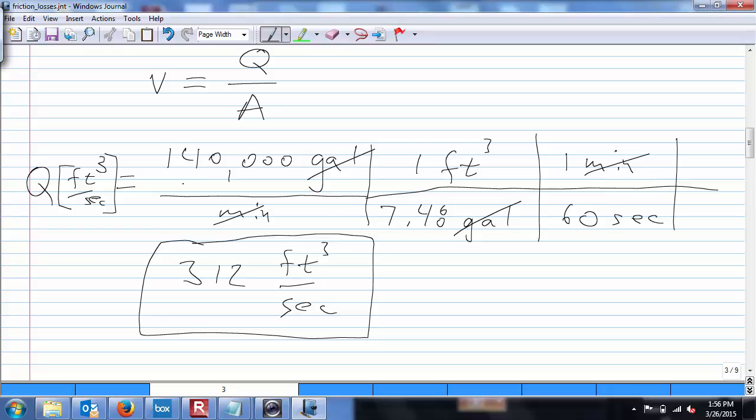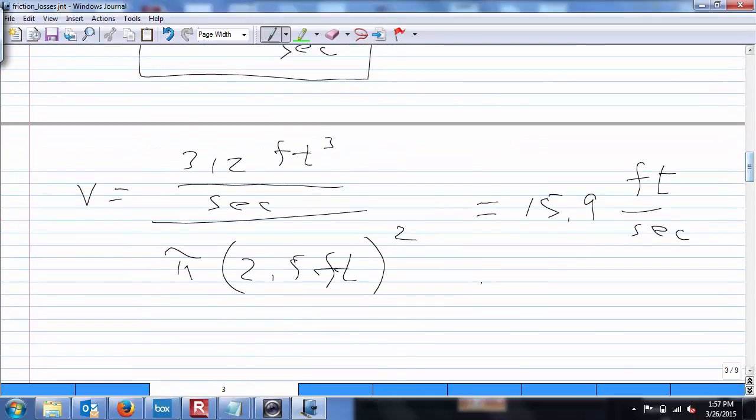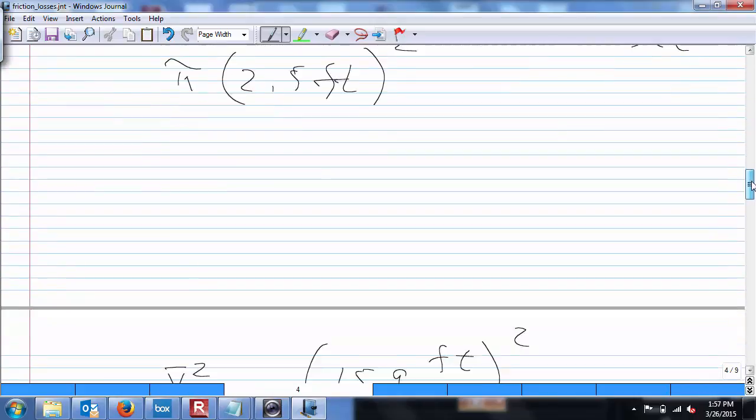Okay, so basically the same thing. We started out with 140,000 gallons per minute. We know that you just had 0.0068 gallons per cubic foot. Same difference, 7.48 gallons per cubic foot. Convert minutes to seconds, so I came up with 312 cubic feet per second. Ran the same thing divided by area and came up with 15.9 feet per second. Yeah, okay, cool, good. So we're good on that.